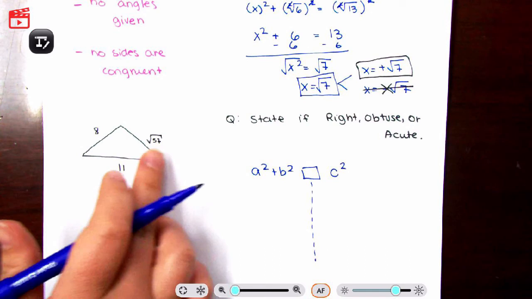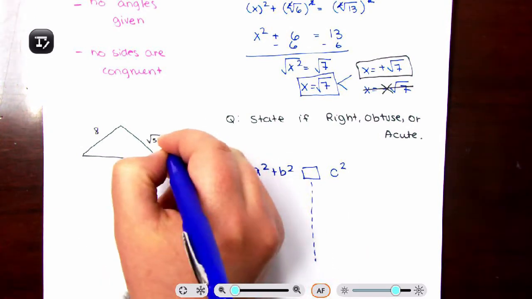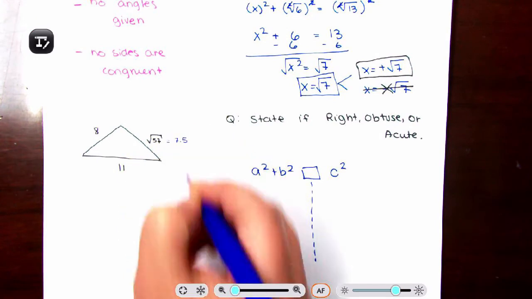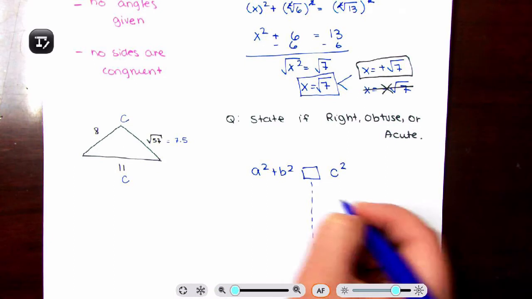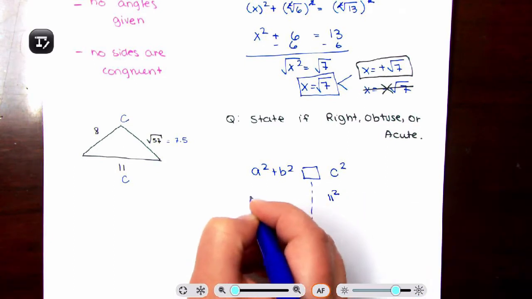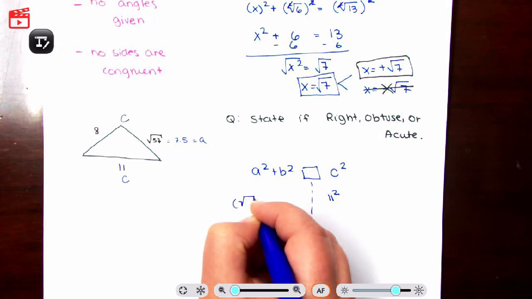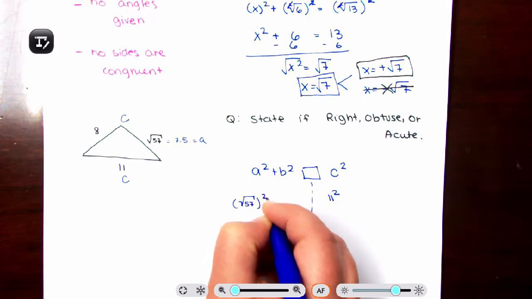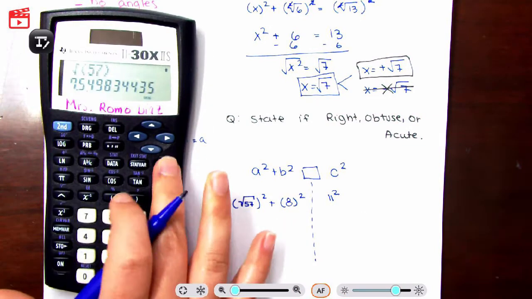So longest side, let's see what the square root of 57 is. Square root of 57 is about 7.5. So that means 11 is my longest side. So we have 11 squared. A, it doesn't matter which one's A. Let's make this A, square root of 57 squared plus 8 is our B squared. And I'm letting my calculator do the thinking for me.